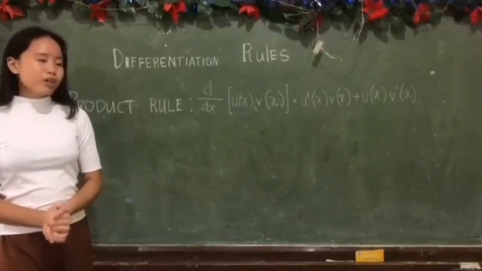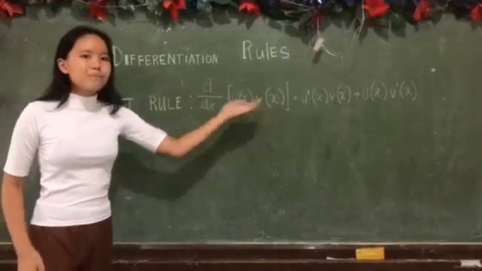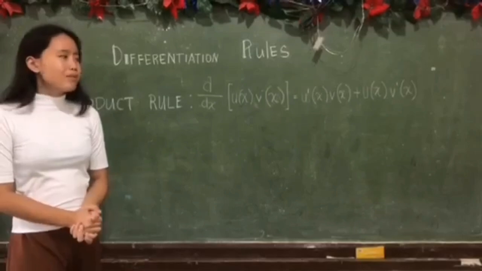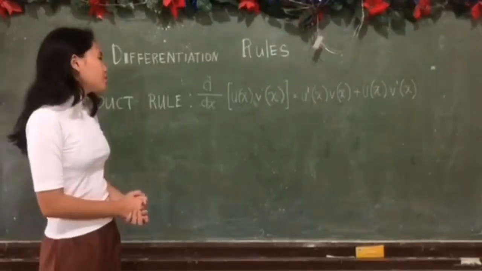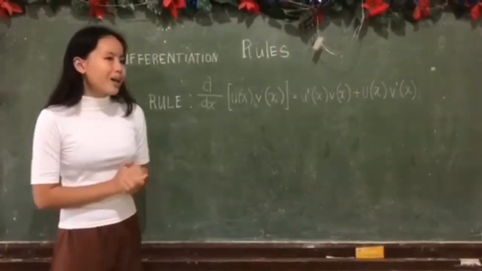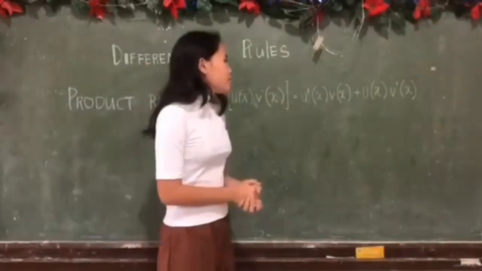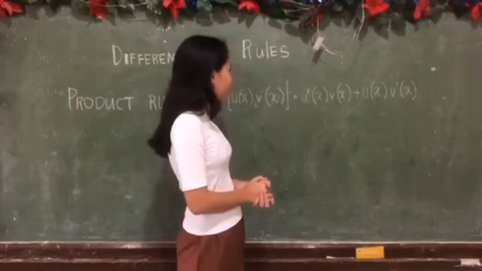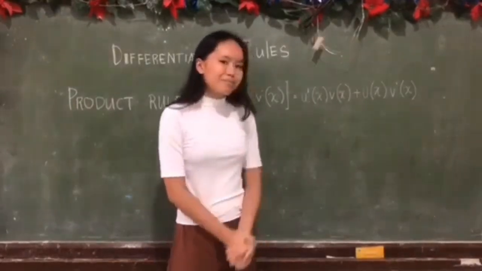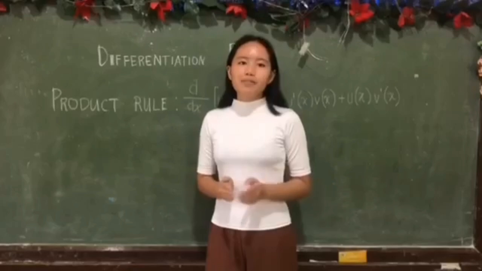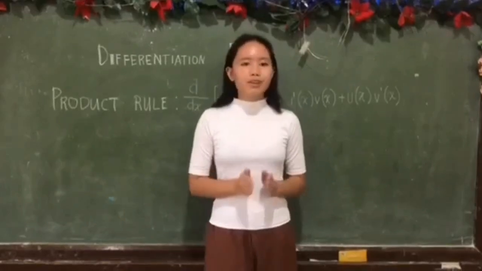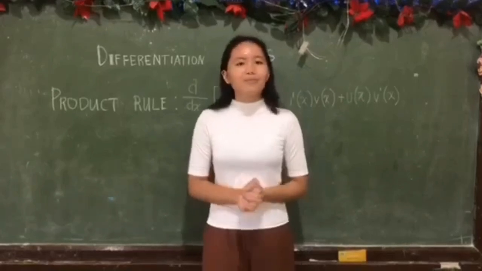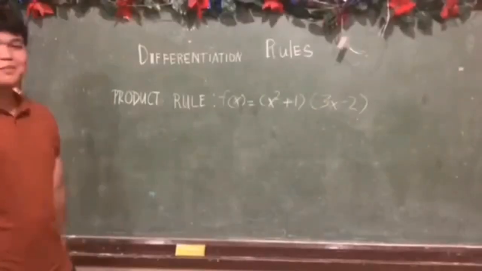Let's say that we have two functions, u of x and v of x. The derivative of their product, u of x multiplied by v of x, with respect to x is equal to the derivative of u of x multiplied by v of x plus u of x multiplied by the derivative of v of x. In simpler terms, the derivative of the function is the derivative of the first function times the second function plus the first function times the derivative of the second function. So this is the example of a product rule.